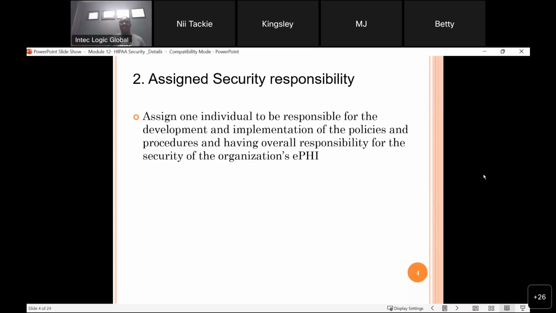Good. Number 2, assign security responsibility. HIPAA requires that covered entities must have security people responsible for the development and implementation of the policy and procedures, and having the overall responsibility for the security of the organization's PHI. So that is why you and I are being hired. It is a requirement that if you're a covered entity, you must have a HIPAA officer, somebody who is in charge of HIPAA and whose work is to make sure that PHI is protected.